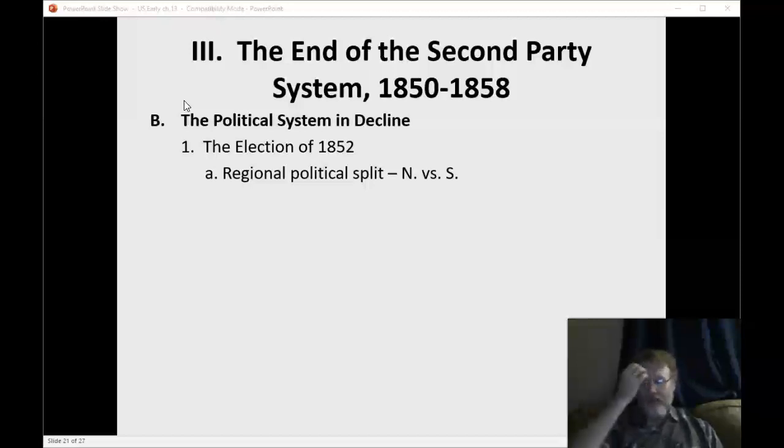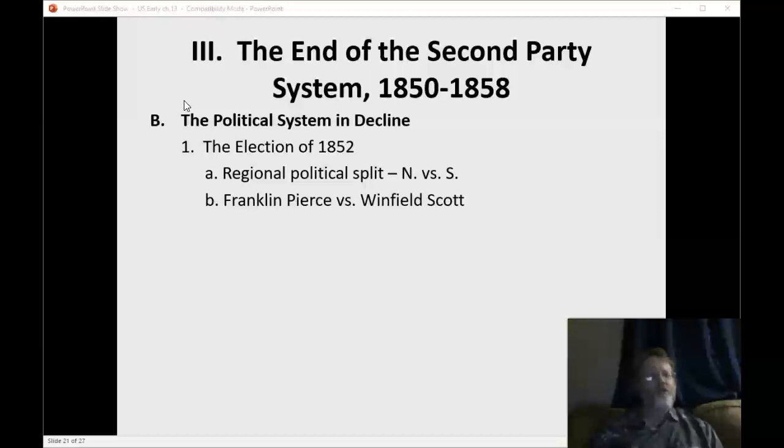So the election comes along. The Whigs choose Winfield Scott. Again, another war hero. Winfield Scott from the war with Mexico. Democrats nominate Franklin Pierce. Why Franklin Pierce? He doesn't own slaves, I don't believe. He's not a slave owner. I believe they choose Pierce because he's sympathetic to slavery. His opinion is thus.